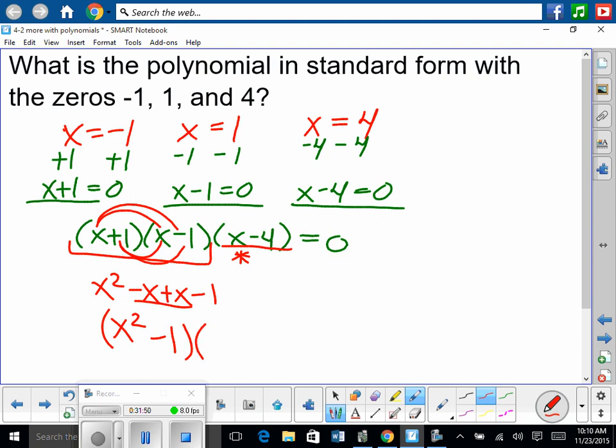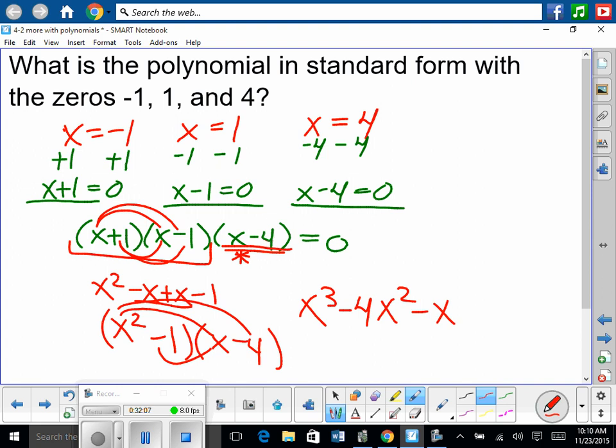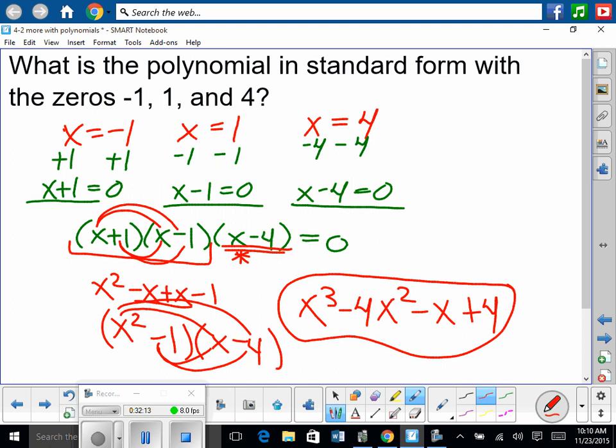So now we're going to multiply x squared minus 1 to x minus 4. And we're going to distribute again, double distribute. X squared times x is x cubed. X squared times -4 is -4x squared. -1 times x is -1x. And -1 times -4 is positive 4. There's the polynomial that had those 3 zeros.